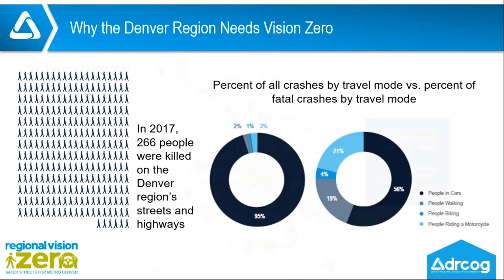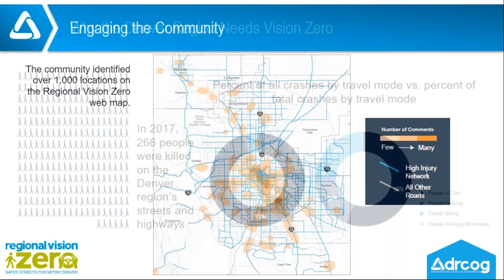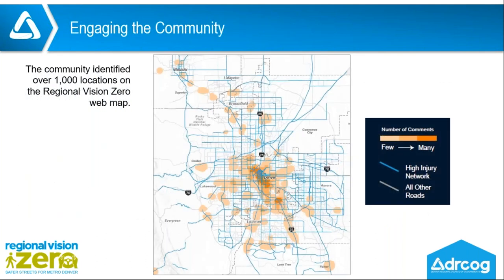Engaging the community. If you all remember, we did extensive public outreach for this plan. We kicked the plan off with the Regional Vision Zero video that we showed in a prior meeting, a short survey, and an interactive map that allowed the public to select locations with safety issues throughout the region. We used paid promotions through social media to promote the survey and interactive map, which resulted in 3,300 survey responses and over 1,000 interactive map comments.